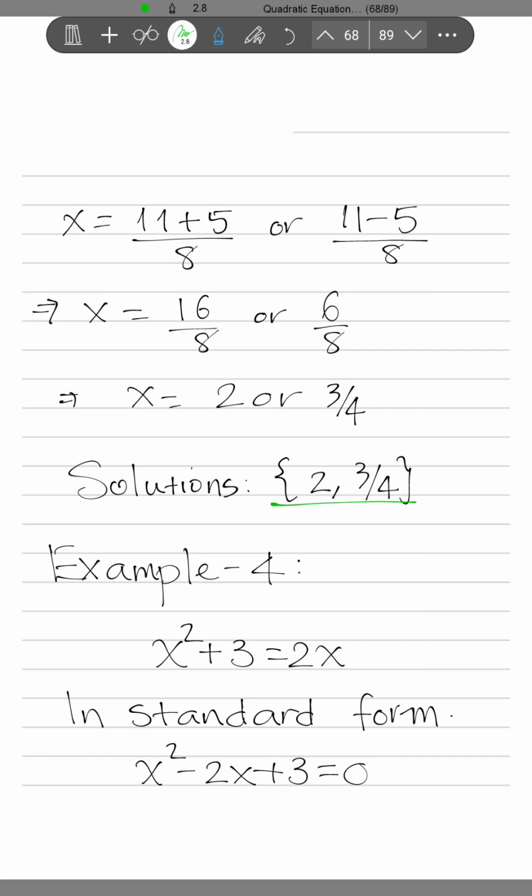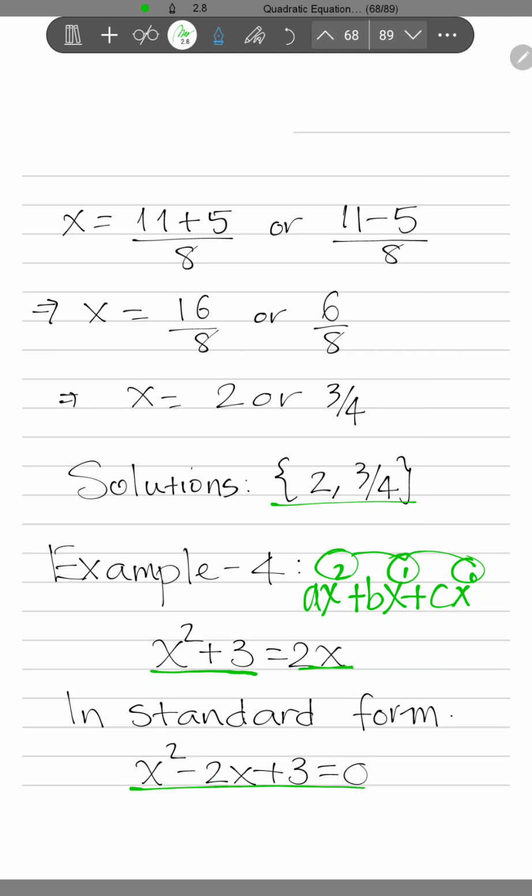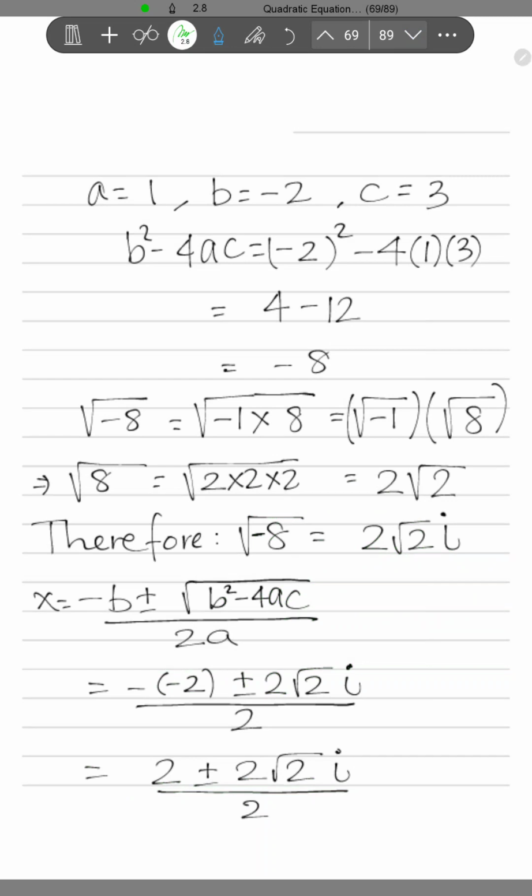Let's go for another example here. x squared plus 3 is equal to 2x. This is not in the general form of a quadratic equation, not in the standard form, so we have to convert it to standard form. Standard form is ax squared plus bx plus c, where x is x to the power of 1 and c is c times x to the power of 0. So the powers 2, 1, and 0 have to go from the highest degree to the lowest degree. So the standard form is x squared minus 2x plus 3 is equal to 0.